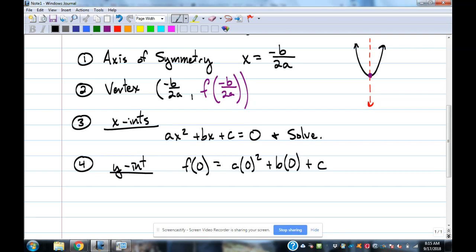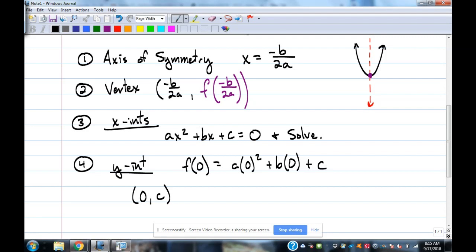what happens here? 0 squared is 0. 0 times a, still 0. b times 0 is 0. 0 plus 0, 0. Then plus c. Our y-intercept, if it's in standard form, is always going to be c. So it's the ordered pair 0, c, if it's in standard form.